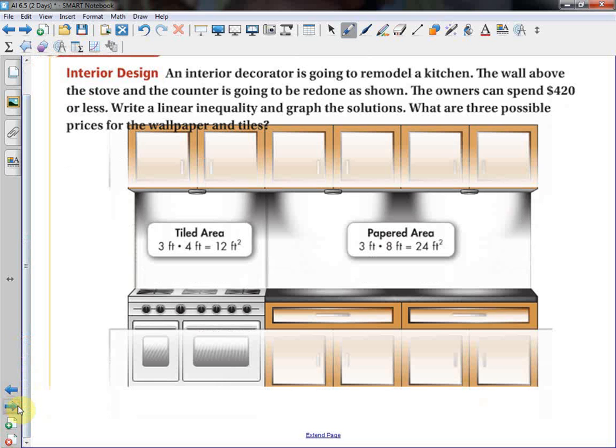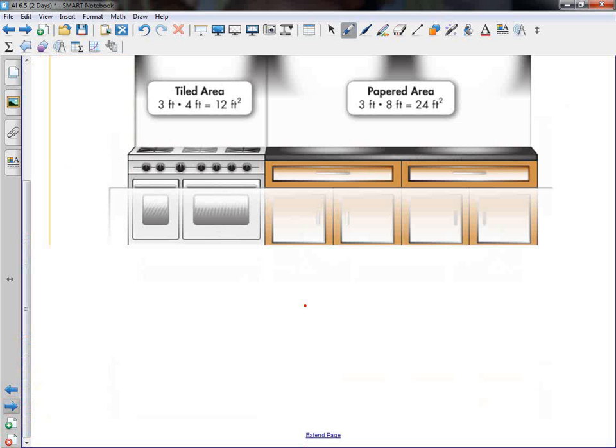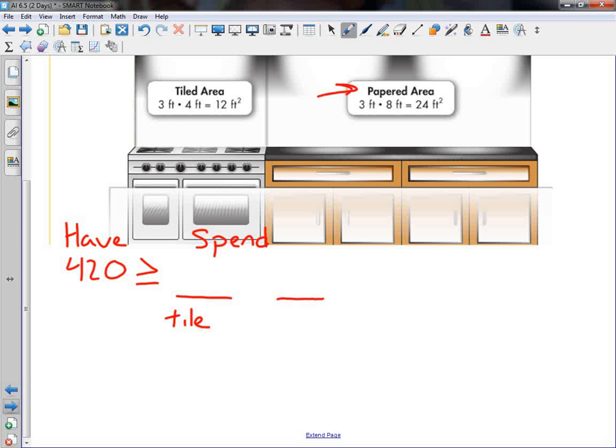Well, let's do this problem. First off, they kind of gave us a total. They said the total was 420. So 420 is my total. I can't spend more than that. So the amount that I have has to be greater than or equal to the amount I spend. All right? So we can think of this side as being what I spend, this side as being what I have. Then on what I spend, I'm going to have a tile part and a papered part, right?